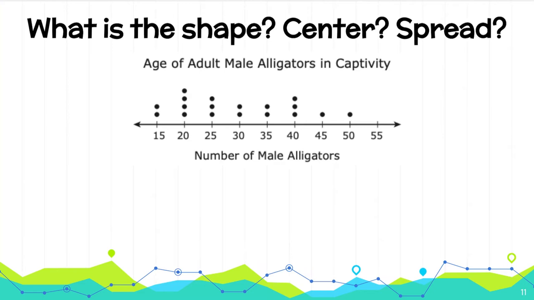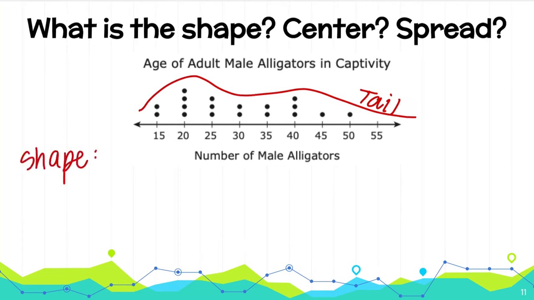So now we have our dot plot. What is our shape? So I'm going to go over my data. I see that my tail is on the right here. So my shape is skewed right. And if I'm skewed right, that means that my outlier is on the right side of all the data, pulling that mean away from the median.